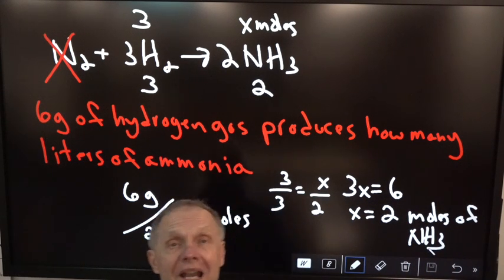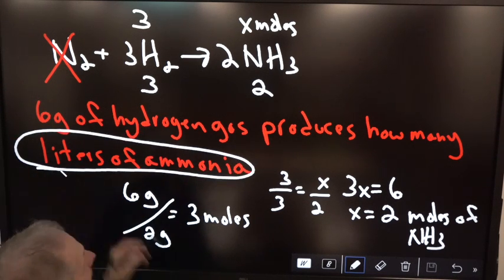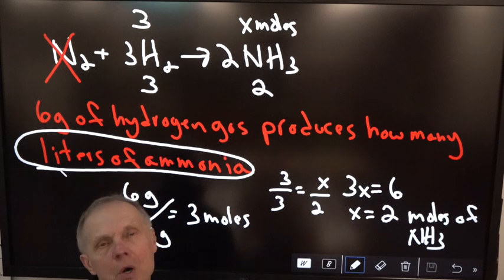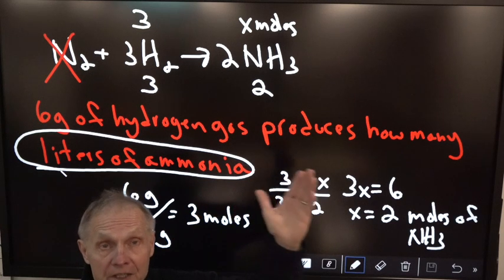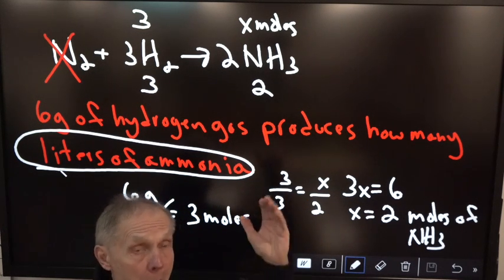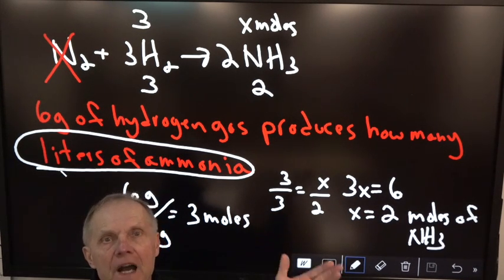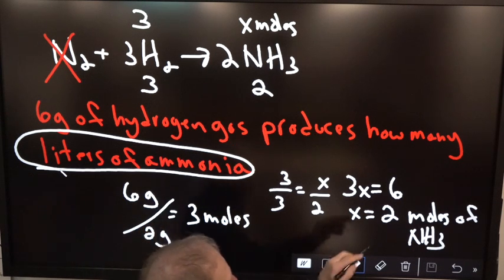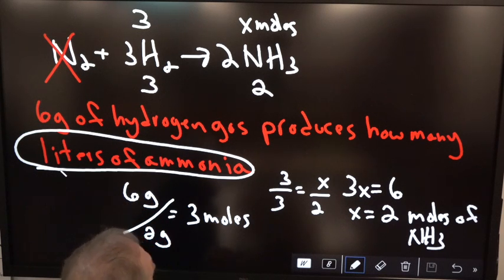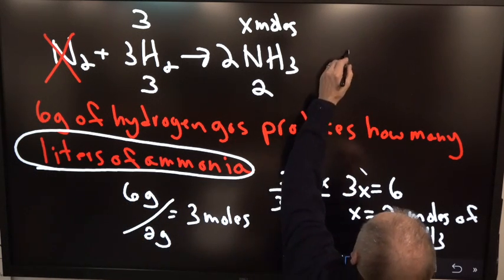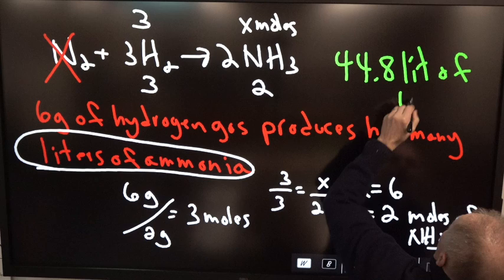I don't want my answer in moles. I want it in liters of ammonia. So now we have to get out of moles. And remember, if you want to get out of moles, you either multiply by 22.4 to find liters, molar mass to find grams, or 6.02 times 10 to the 23rd to find molecules or atoms. So all I do is I take that 2 moles and I multiply it by 22.4, and I come out with my answer, which is 44.8 liters of ammonia.